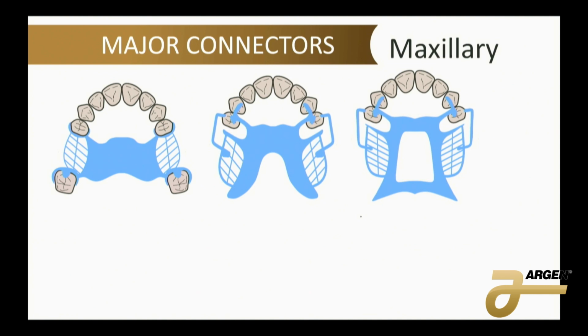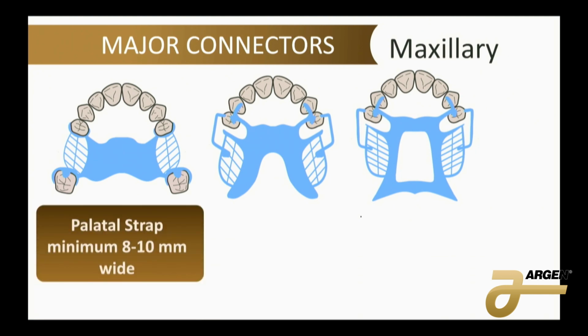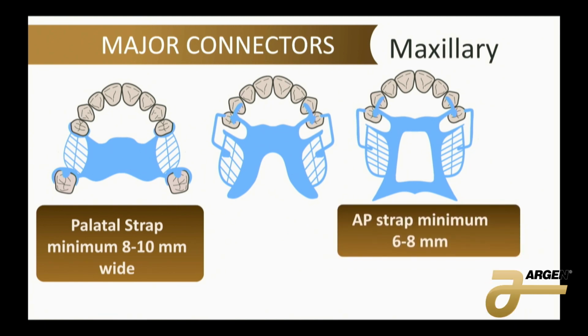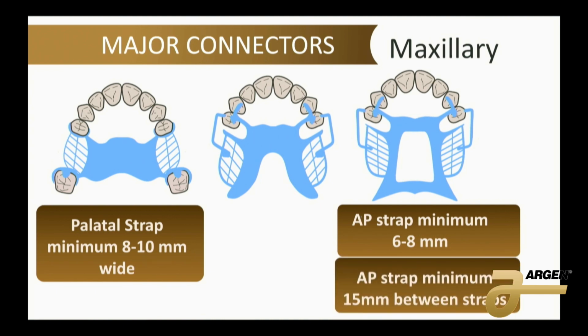Now how do we determine which one we want to use? That's determined on how much space we have typically and what gap we're trying to fill here. So a palatal strap is typically 8 to 10 millimeters wide. So if we have way more space than that, we could do an anterior posterior instead. An anterior posterior, each piece of the strap is typically 6 to 8 millimeters wide. And there's typically, if you can, 15 millimeters in between those straps. That's why we can't always use an AP strap. We just don't have the space in the palate, right?